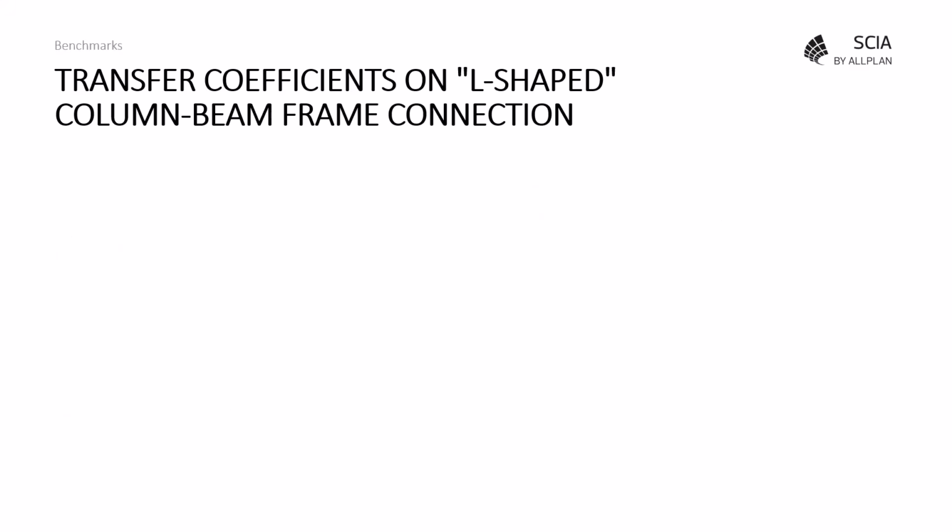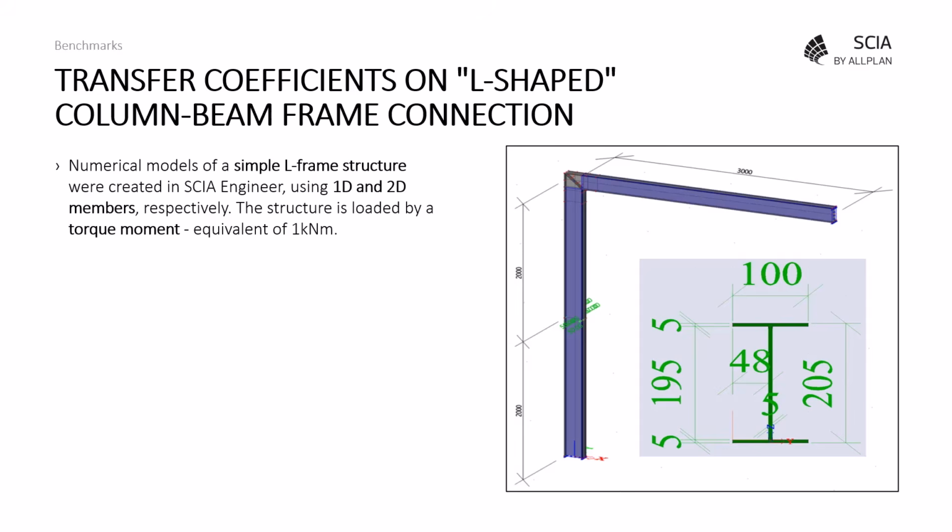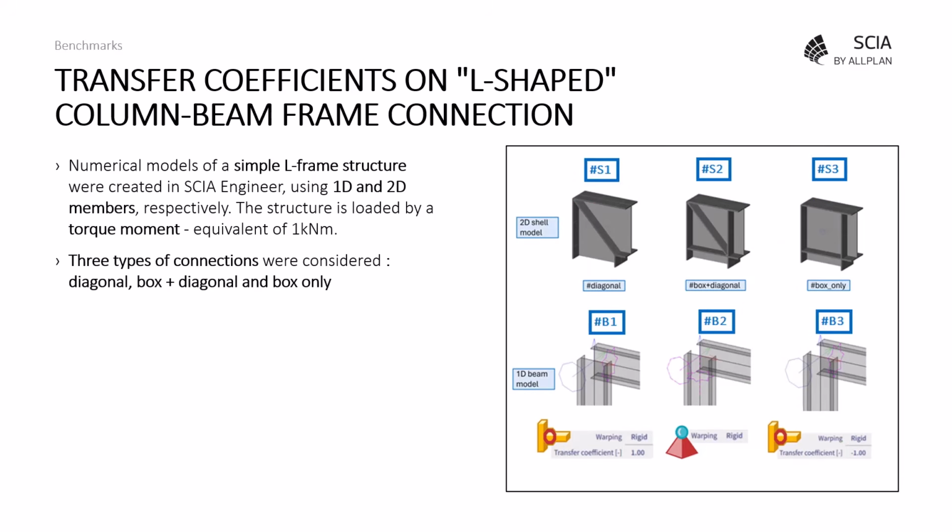First, there was a benchmark which was done to identify the transfer coefficients that should be used on an L-shaped column beam frame connection. So we have modeled this in two different ways, using 1D members or 2D members, and the structure is represented by an L-shaped frame with a moment, which is a torque moment, placed on the half height of the column. And here is the cross-section used for the example. And in both cases, we have considered three configurations for the connection between the beam and the column.